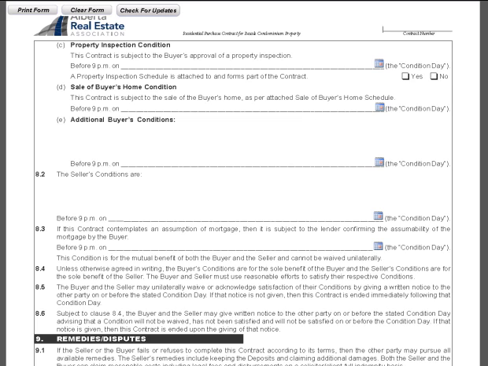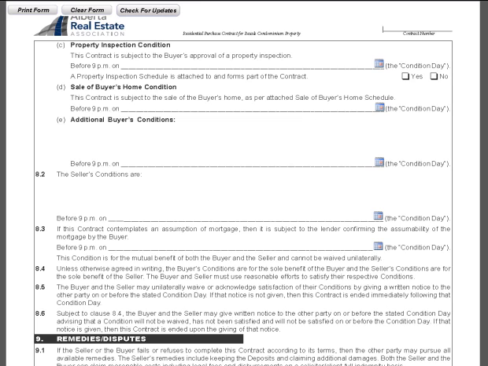And then put down a condition date, again about 2 weeks out. The seller's conditions are whatever they might be, and there's a specific date for that. 8.3, if there's an assumption of the mortgage, the lender has to confirm that it'll be assumable by the buyer by a certain date. And since that condition is of mutual benefit, it cannot be waived unilaterally. Both parties have to agree to that. 8.4, the buyer's conditions are for the sole benefit of the buyer, sellers for the seller. That's normal.